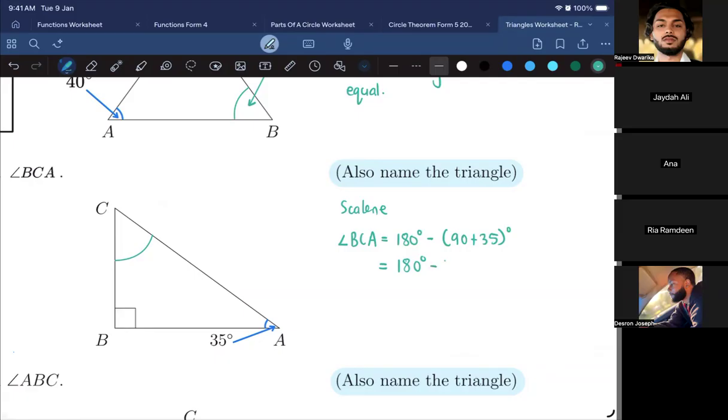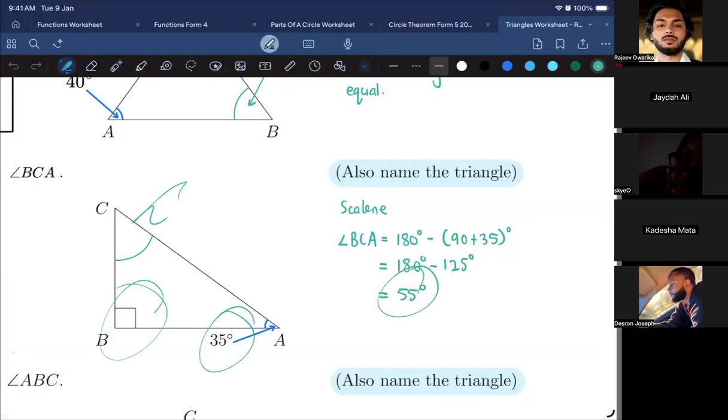45? I get 55. I have 55 too. Yeah, that's correct. I get 55 as well. 55 is the correct answer, right? And another reason why is because 55 plus 35 is 90, and 90 plus 90 is 180. All right. So 55 degrees.